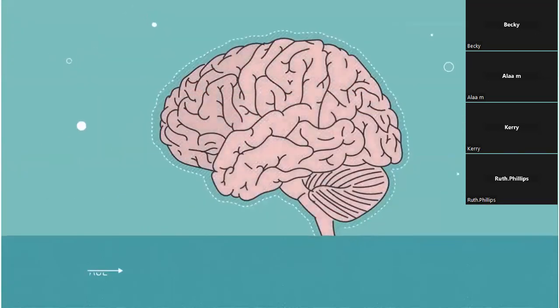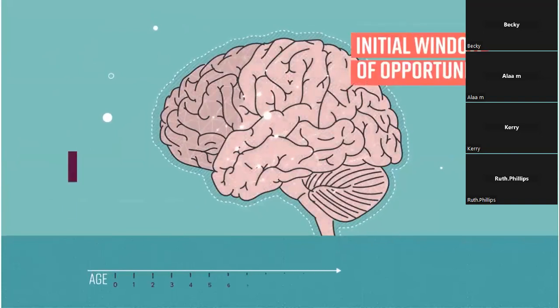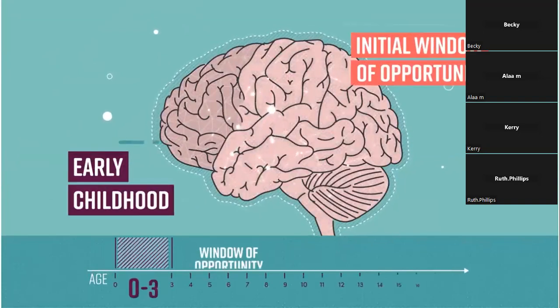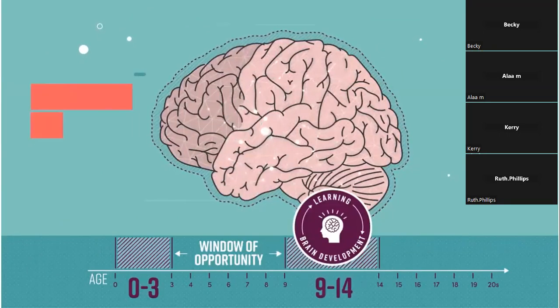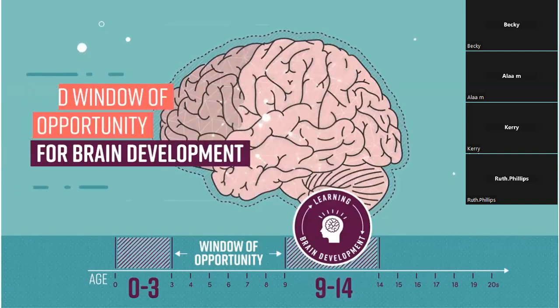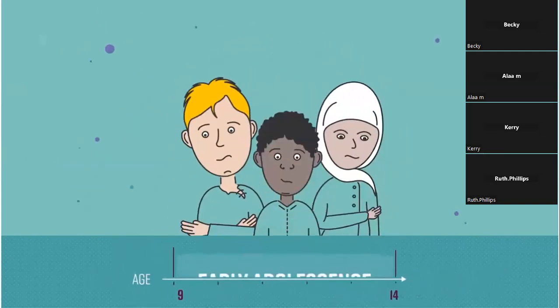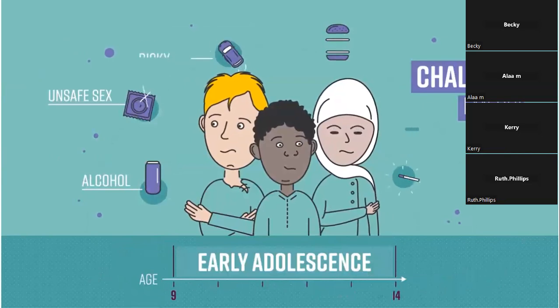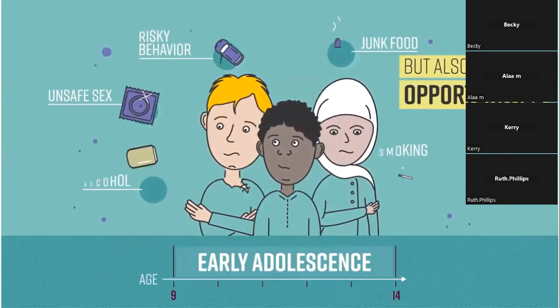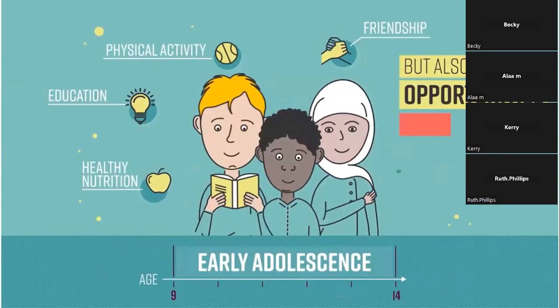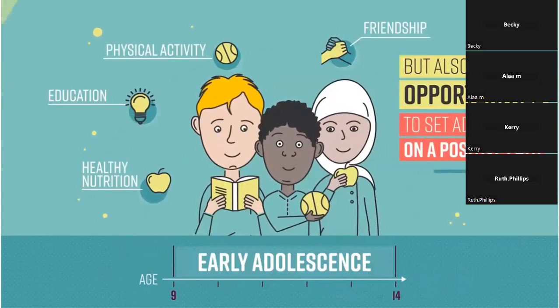We used to think the shaping of brain wiring systems tapered off after early childhood. But neuroscience tells us the brain goes through another rapid phase of change from age 9 to 14, a second window of opportunity. Early adolescence is a crucial period for brain development where many challenges begin to emerge. It is also a time of opportunity when rapid changes can be harnessed to set adolescents on a positive path.